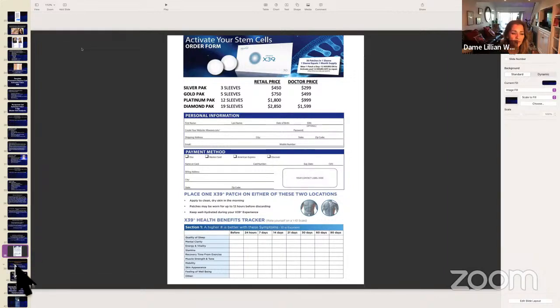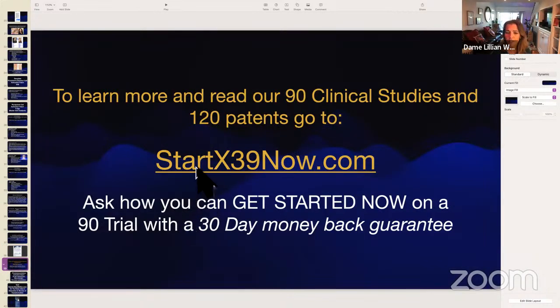Okay. I want to make sure that you all know that you can go to startx39now.com, educational site, nothing to buy. You can read all 90 clinical studies there. You can see all 120 global patents. We're available in 81, it'll be 82 countries pretty soon here.